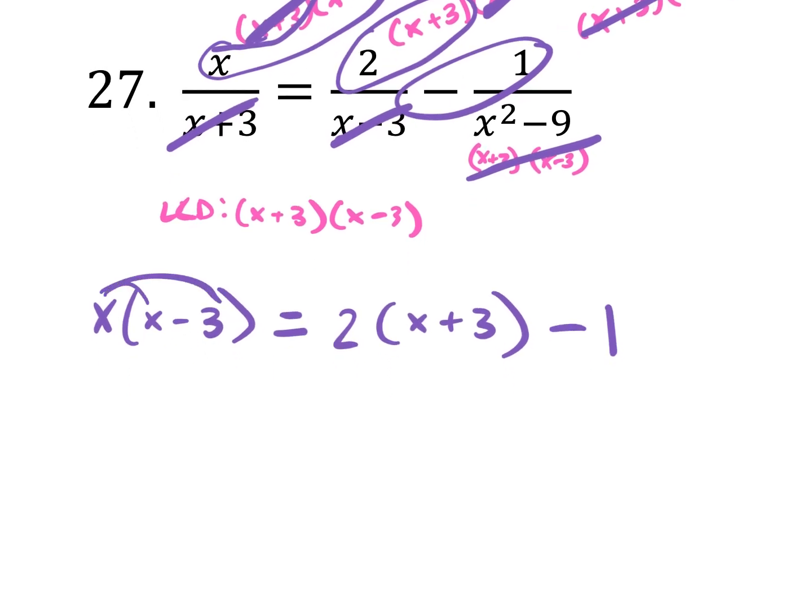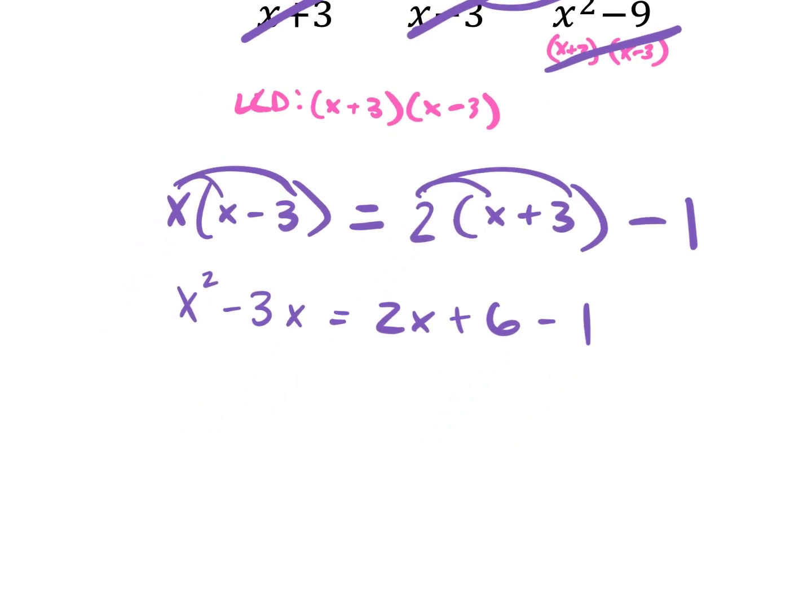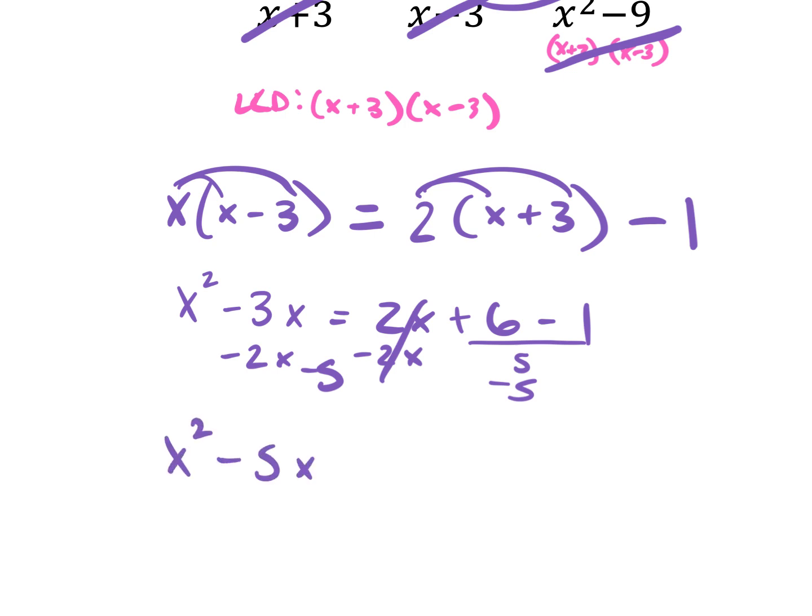Now let's simplify. We're going to distribute our x and distribute the 2. So x squared minus 3x is equal to 2x plus 6 minus 1. We want to combine our like terms and move everything to one side because we're going to have to factor here since we have an x squared and an x. So I'm going to subtract 2x to move it to the other side, and then this would be 5. So I also want to subtract 5 and move it to the other side. So x squared minus 5x minus 5.